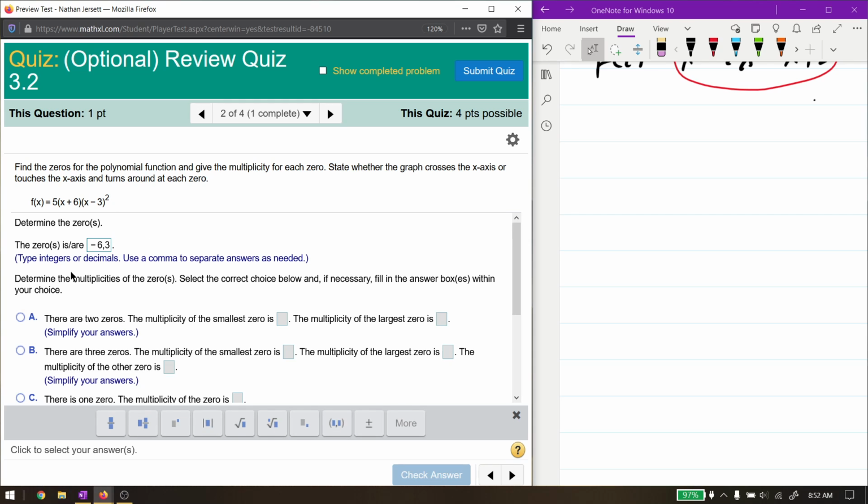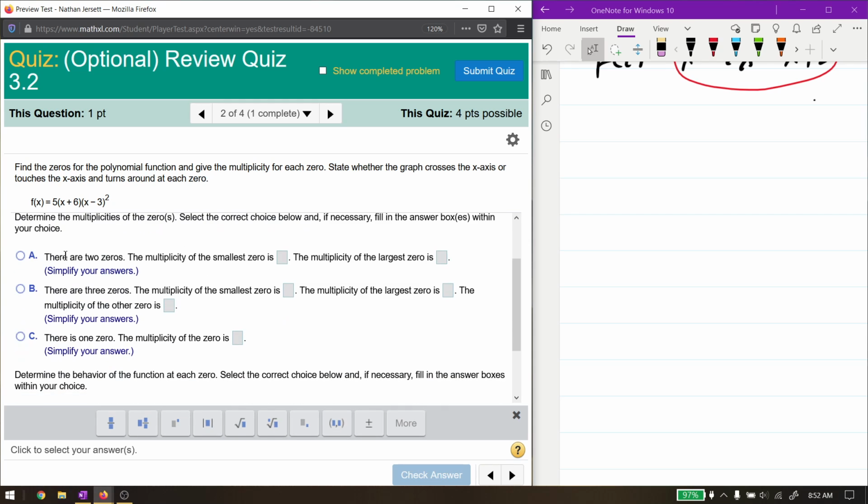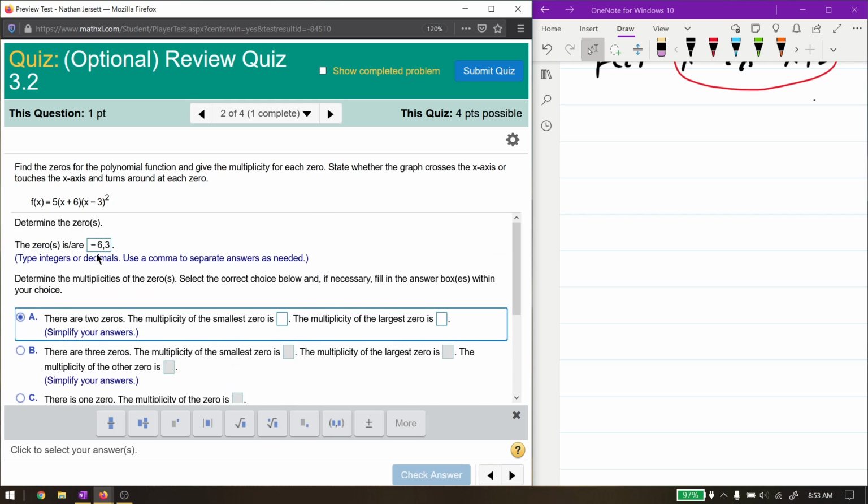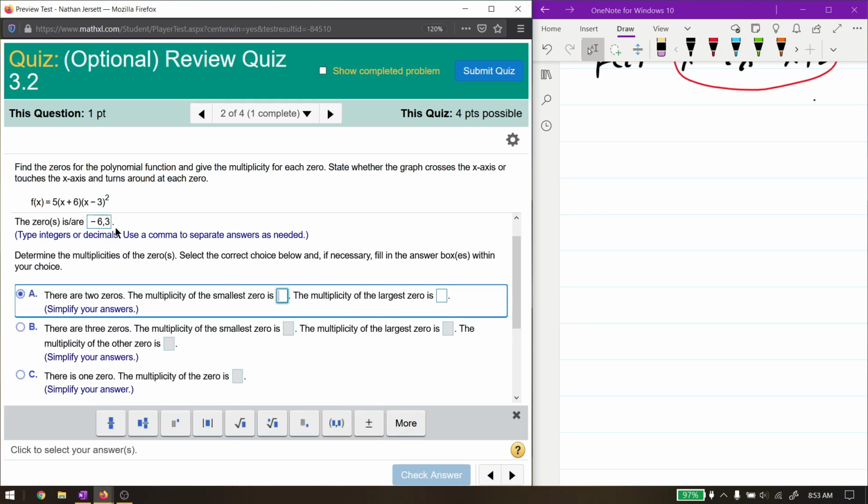Okay, so to determine the multiplicities, of course, we have 2 zeros. The smallest zero is negative 6. That has only one multiplicity because it's just x plus 6. There's no power on that factor. The largest zero is going to be 3, and that has a multiplicity of 2 because it's got a power of 2.